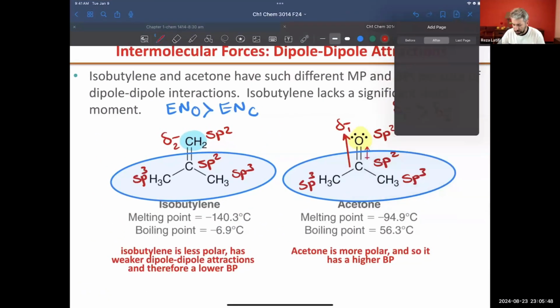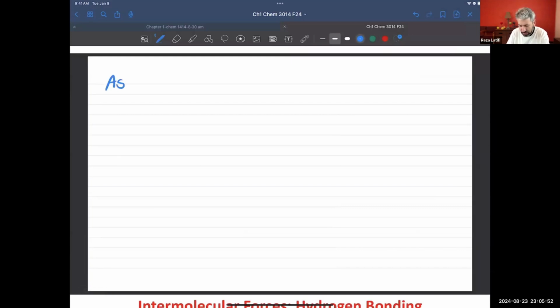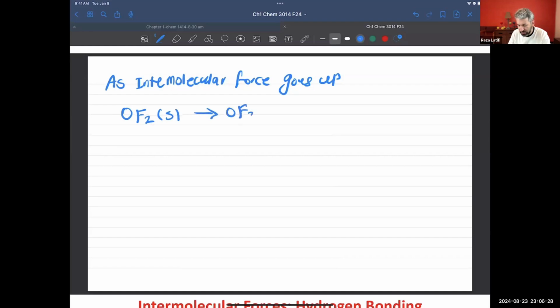So let's write it this way. As intermolecular force goes up, delta H for, let me write another one. Let's say we have this. We go O, for example, F2. This is solid. We want to turn it to liquid. Delta H of melting, which is equal to delta H of fusion, will go up. That one will go up.